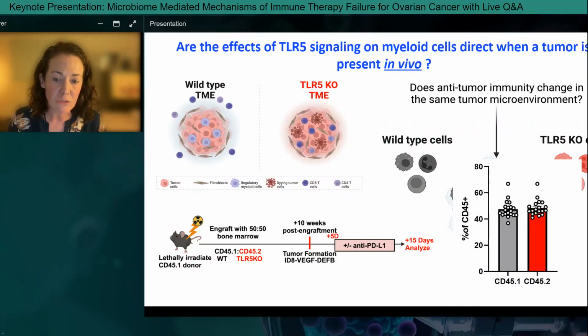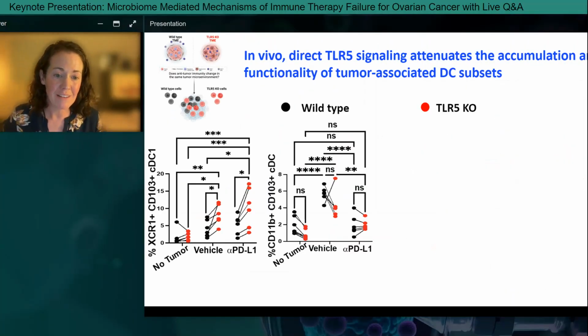And as you can see by this graph that just popped up, it was about 50-50 engraftment, meaning that one population did not have or outcompete the other, which was good. And so we initiated tumors and started immune checkpoint blockade. And what we found was really striking in that in our knockout mice, despite being within the same tumor microenvironment, we still observed this expansion of these cross-presenting dendritic cells. Whereas in the wild-type animals, we started to see an accumulation of more myeloid-derived cells.